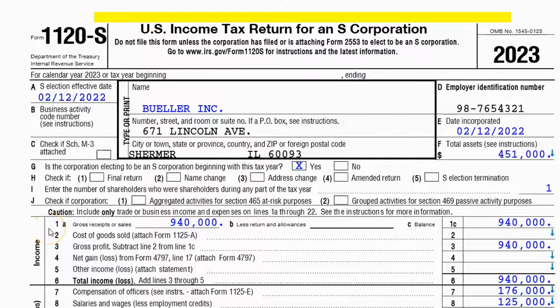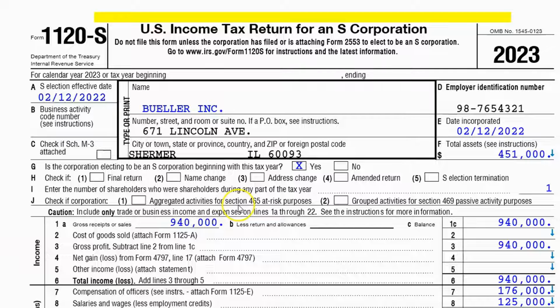All right, so here's an S-corp tax return here. And again, I'm going to just go through the very basics, kind of what's important, what to look out for. Most of you are going to have someone prepare this return for you, but I just wanted to make sure you understand the flow of an S-corp and how it works.